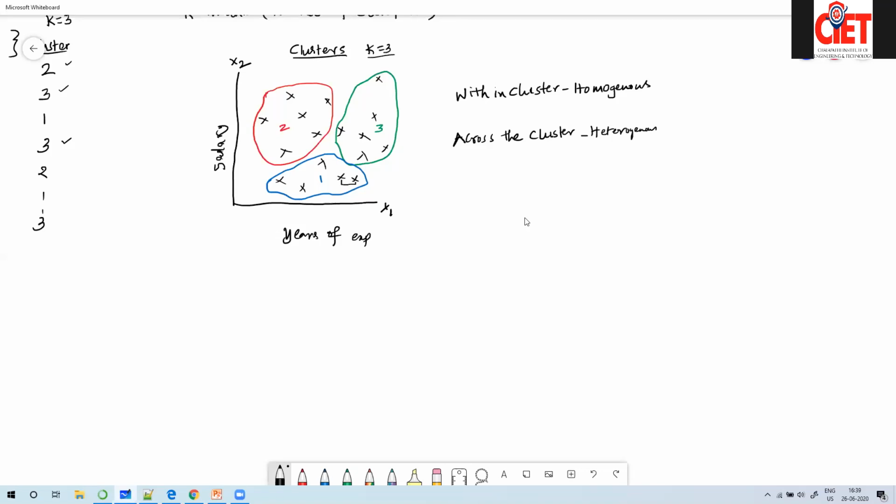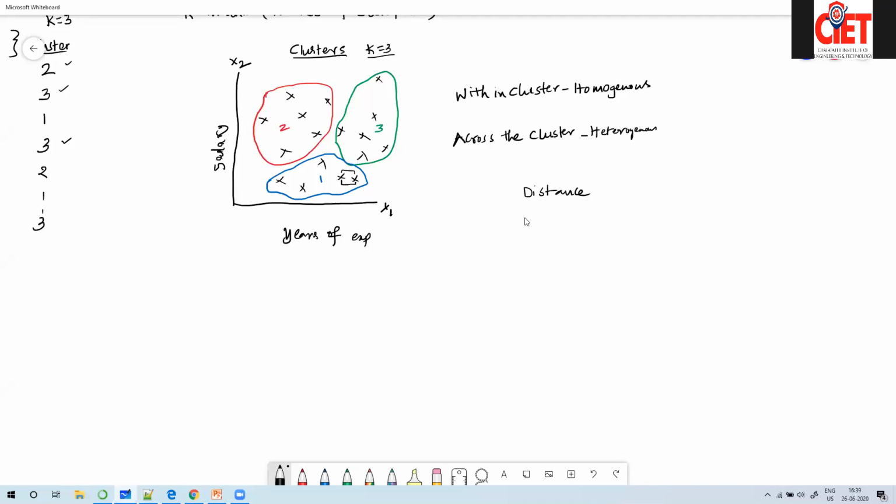Look at these two observations here. In terms of both years of experience and salary, they are very close to each other. So we can call these two observations very similar to each other. To say if two observations are similar or different, how similar they are or how different they are, we need a metric. There are two types of metrics that we generally use when looking at similarity between observations.